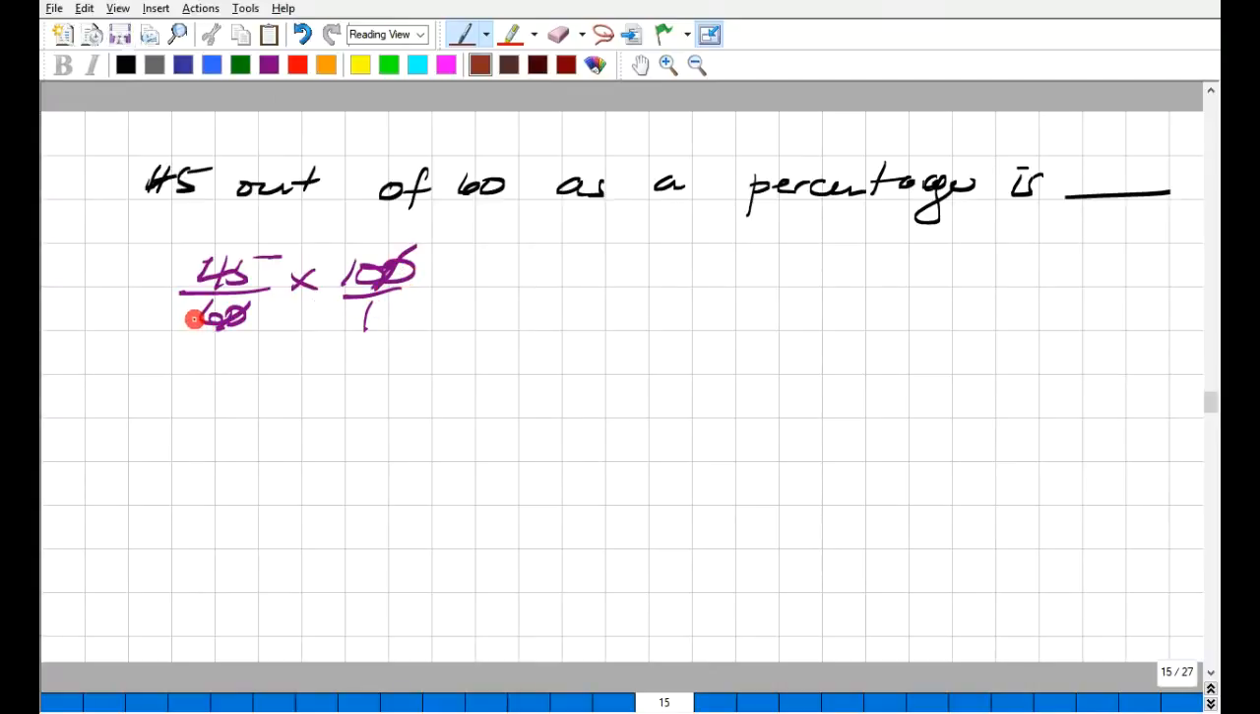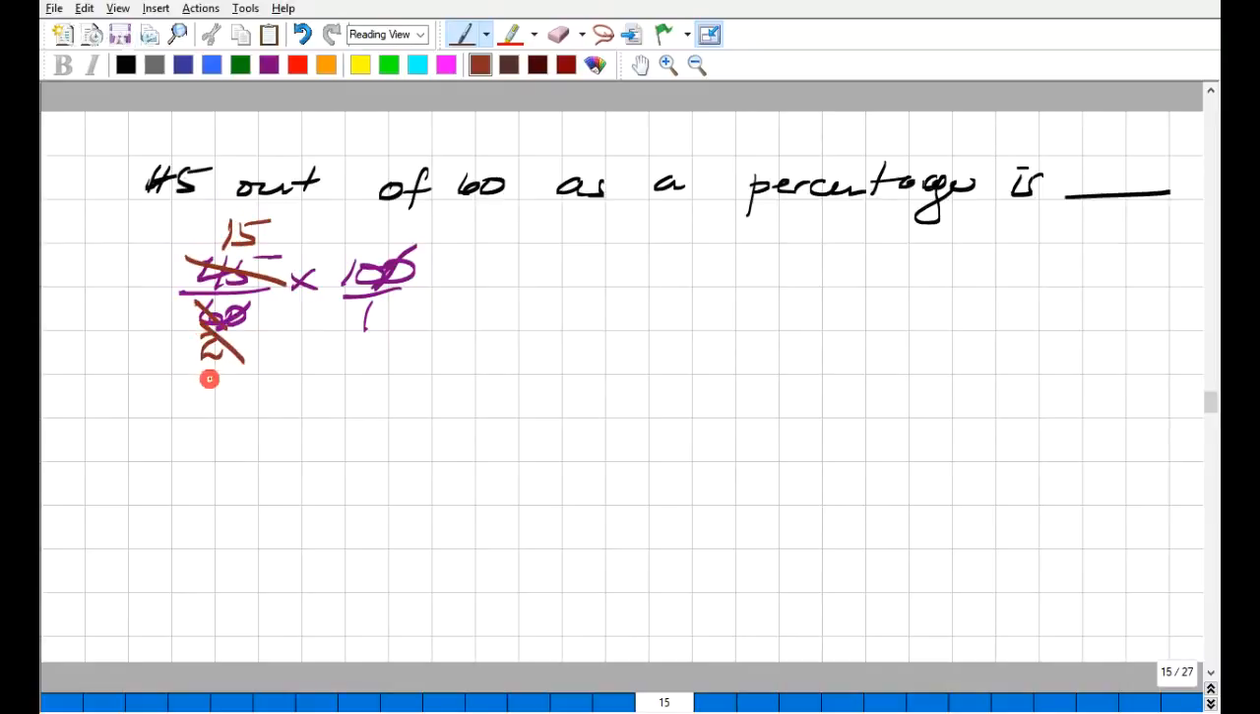So now we're left with 45 over 6, and we have 10 over here. What can go into both 6 and 45? Sir, 3. Okay, so 3 can go into the 6 two times, and into 45 how many times? 15 times. 15. Very good.